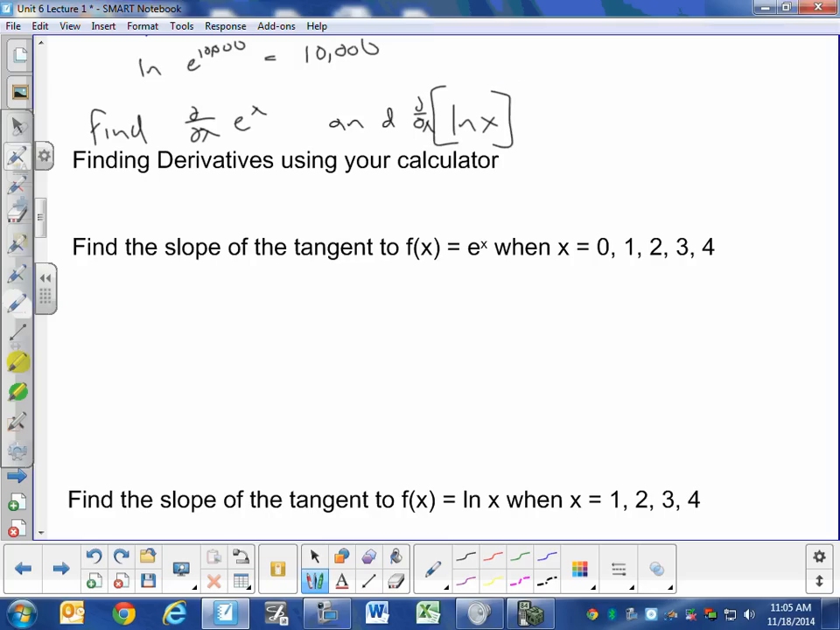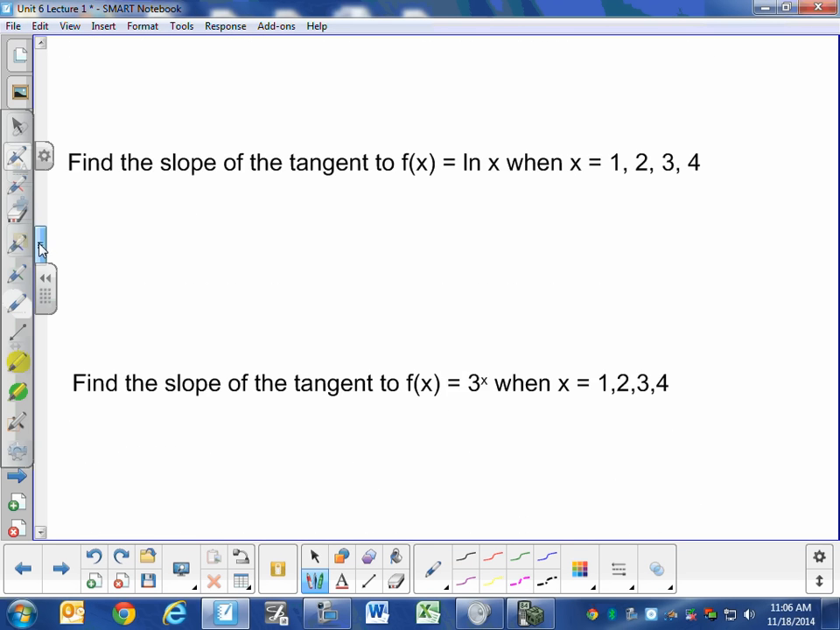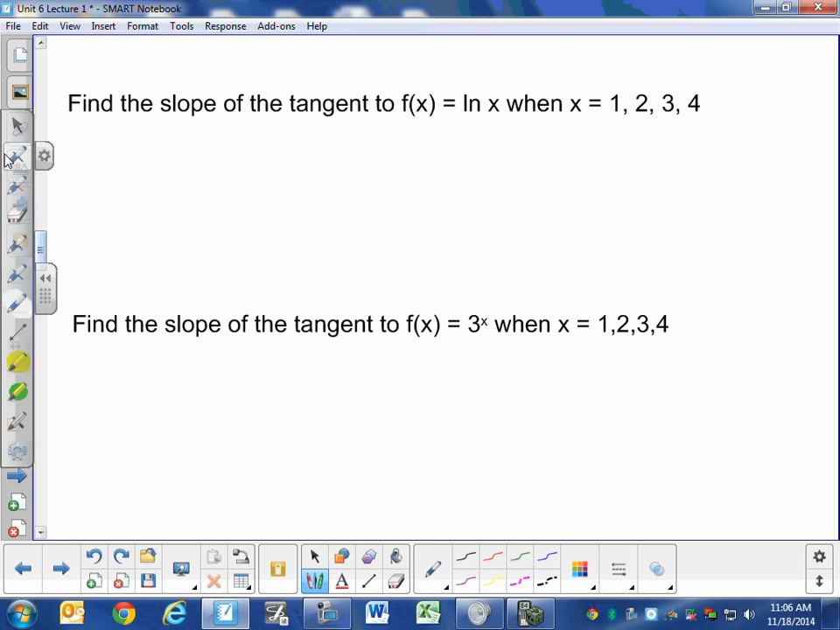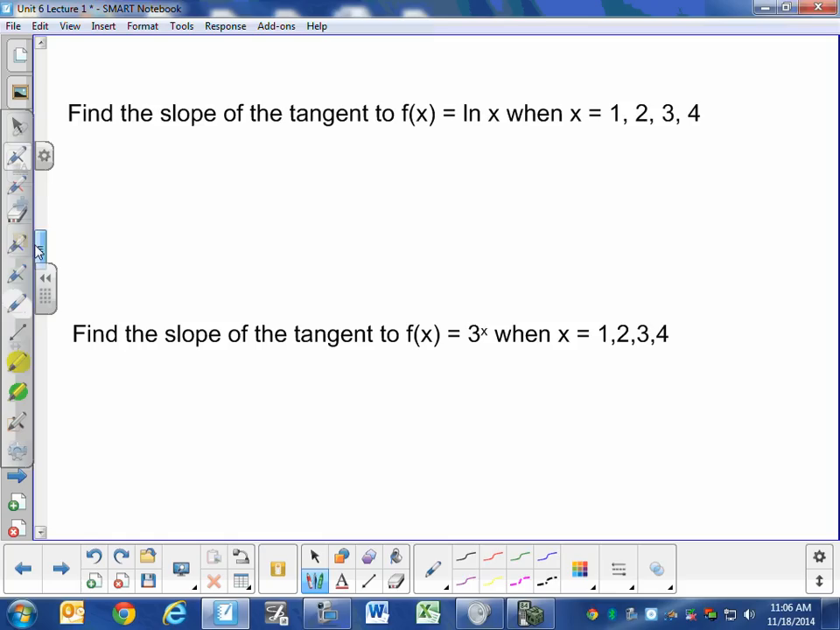Now, to do this, we're going to do a little activity where we actually use our calculators to find the slopes of these tangents. And then hopefully after we use our calculators, we will be able to develop the derivative rule for e to the x and for log x. And that'll be almost all of the derivative rules that we need to know after we do these two. Okay? So we're going to start with the log. We're going to look at the slopes of the tangents to log first. And then we'll go back up to do e.